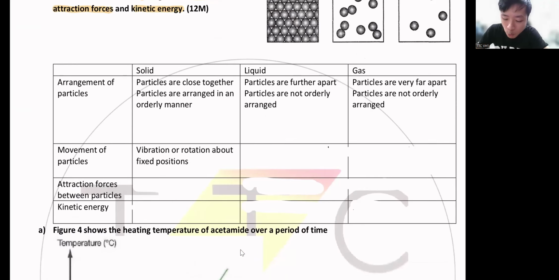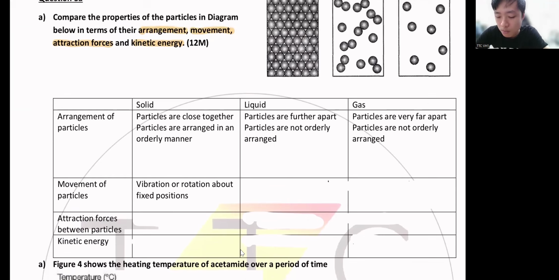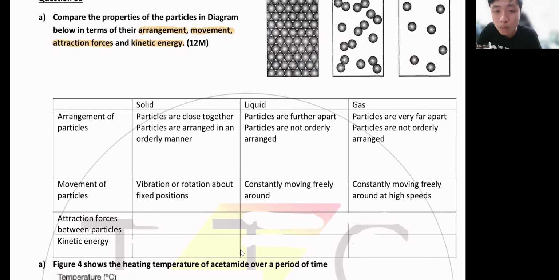Movement. So can solid move? Do you have a gap? No. So you can say can move but only in a fixed position, maybe vibrate in a fixed position. Liquid can move, constantly moving around. Gas not only can move, but they can move very fast.